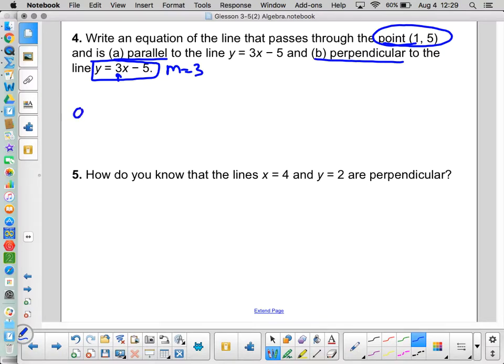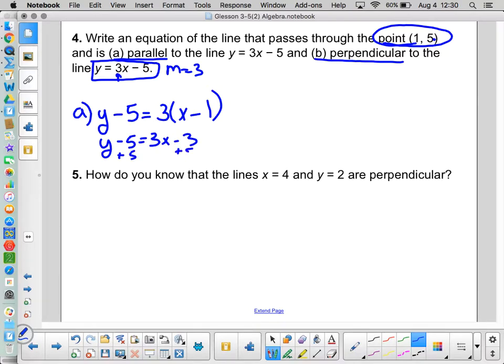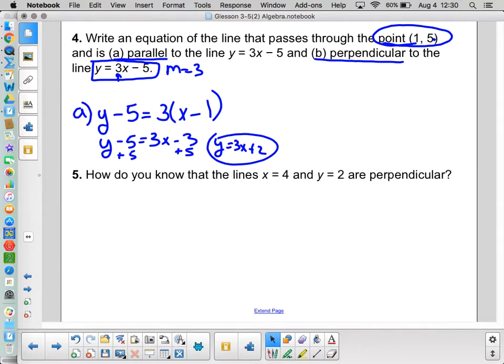So I'm going to do 2 different equations. A, first is parallel. So y minus, I got to choose the y coordinate of my point. That's this 5 up here. equals slope. Slope is going to be parallel, so same slope, x minus the x-coordinate of that point, which is 1. So y minus 5 equals 3x minus 3. Add 5 to each side, and I get y equals 3x plus 2 for A. Sorry, I ran out of space there a little bit. I'll try to do better on B.